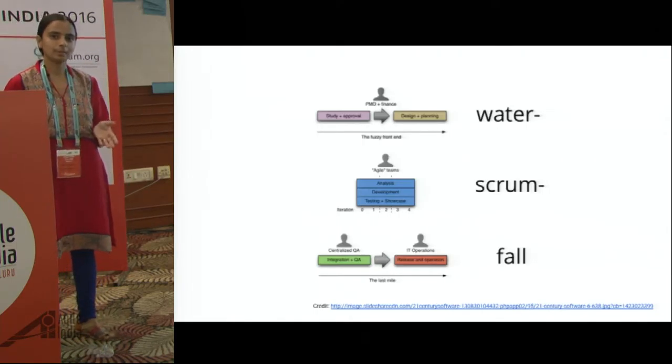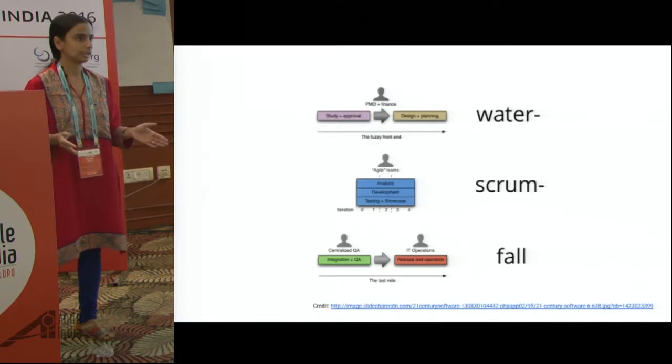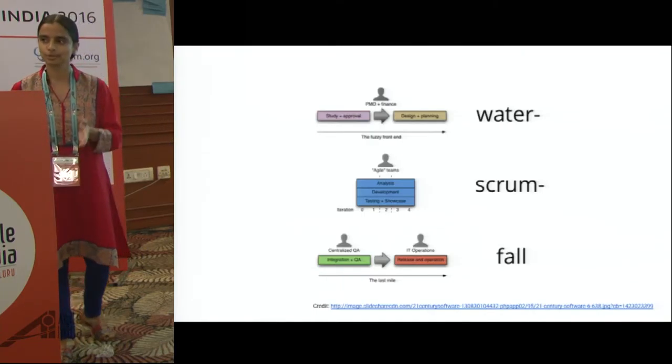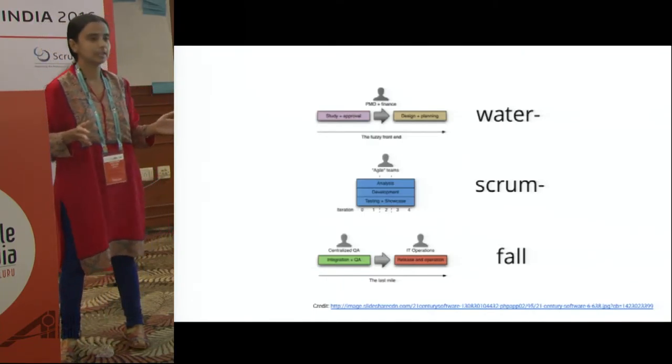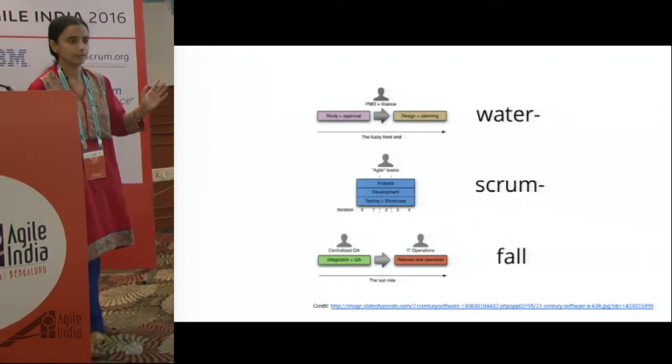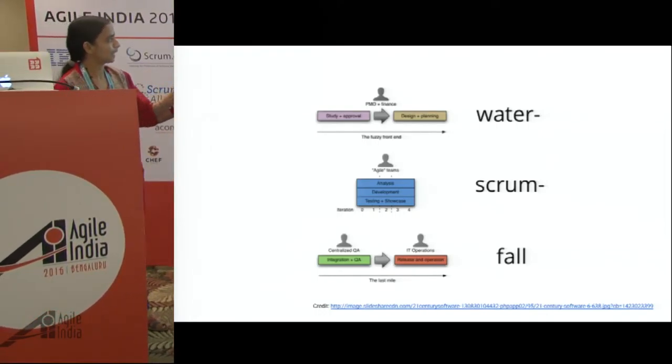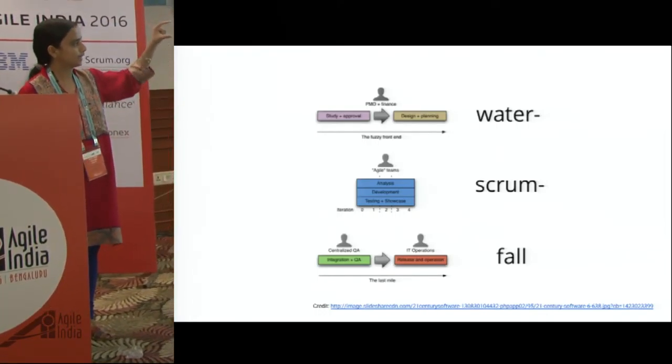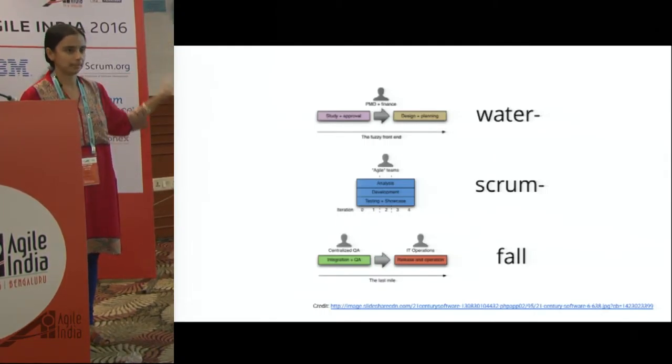But after the demo, it doesn't go to production. And after a prolonged period of time, it goes to production. And that is when it's thrown to the users. And that is when they realize that, okay, nothing is working. And this model is called the Water-Scrum-Fall model, where the problem is that the iteration is only within the middle group. The iteration doesn't happen with the entire team.